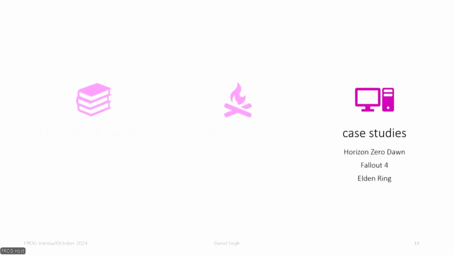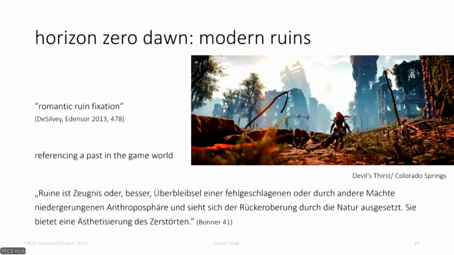Now for the fun part, looking at 3 games. I look at one specific type of architecture for each of those games. There would be more, but I had to limit myself to one. Starting with Horizon Zero Dawn, we have modern ruins. I'm not going to use the term ruin porn, which has been used before. I'd rather say what DeSilvey and Edensor call romantic ruin fixation, but essentially it is the same.